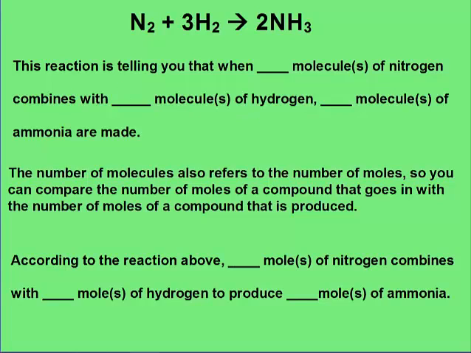So just like our recipe was our equation, a chemical reaction tells you that, in this case, 1 molecule of nitrogen combines with 3 molecules of hydrogen to produce 2 molecules of ammonia. The number of molecules also refers to the number of moles. So you can compare the number of moles of a compound that go in with the number of moles of a compound that is produced. So according to the reaction above, 1 mole of nitrogen would react with 3 moles of hydrogen to produce 2 moles of ammonia.